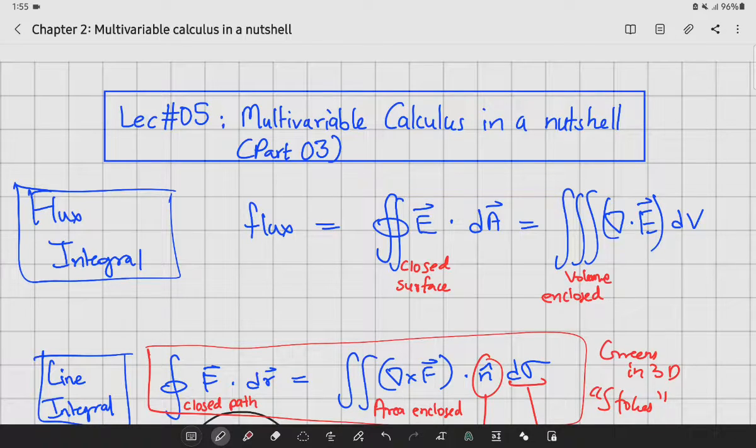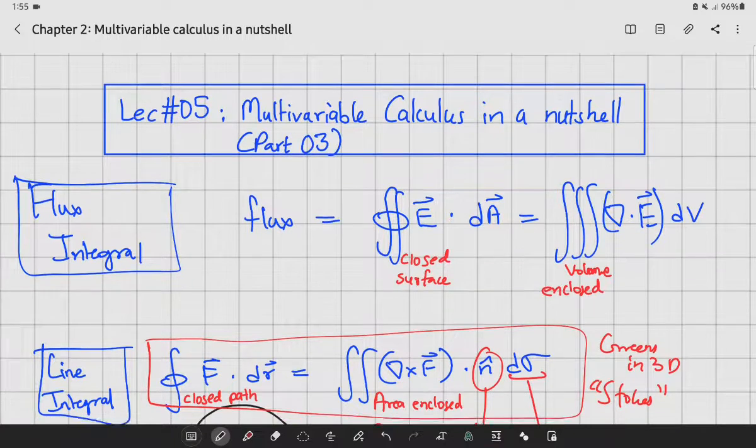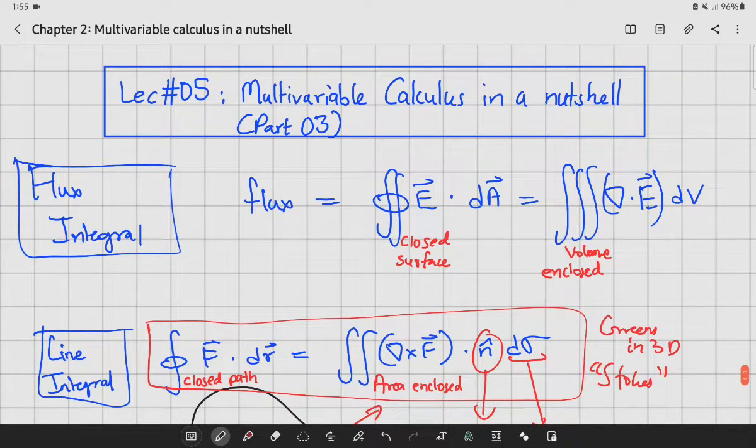Welcome back to another lecture of Physics 221. This is going to be our fifth lecture, and with this lecture we're going to conclude the chapter on multivariable calculus. So let me just do a quick recap of what we've done last time.